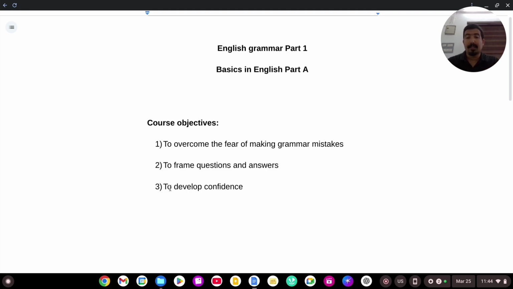Okay, so let us talk about the course objectives. The first one, you can look at the screen while I highlight it with my mouse: to overcome the fear of making grammar mistakes. Most of you know English well. Maybe you are good in reading and writing in English, and you can understand English when somebody speaks to you. So you have good reading, writing as well as listening skills.